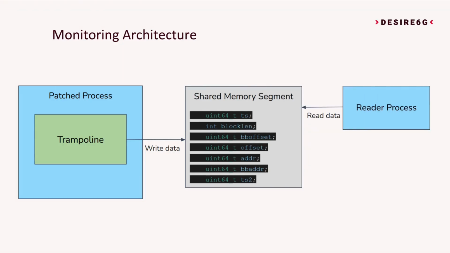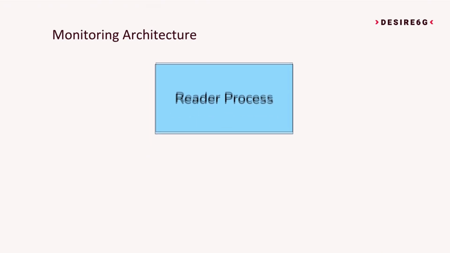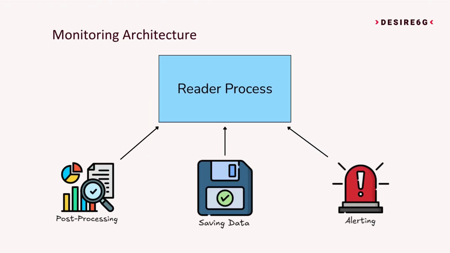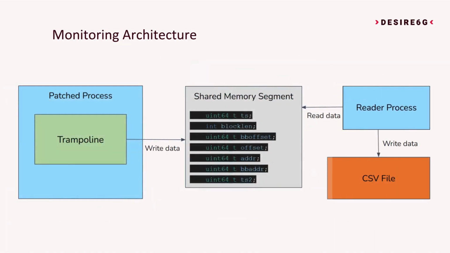On the other end, a lightweight reader process continuously monitors this shared memory. This process handles the reading, post-processing, and saving of the data, or could even serve as an alert trigger when something unusual is detected. The data is then either saved to a CSV file or sent to a remote machine.